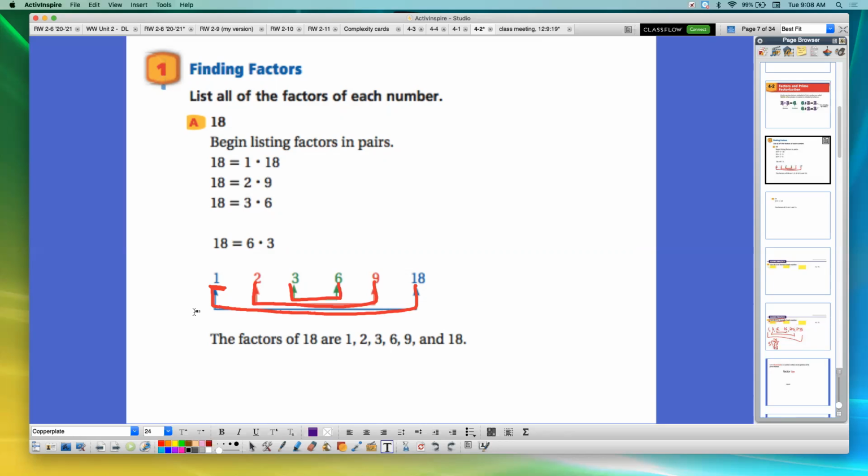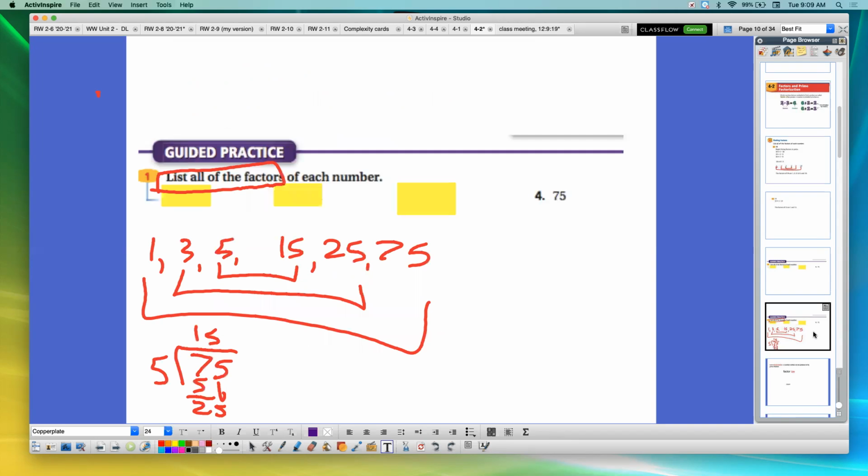If I was going to write it down in numerical order, because you will be doing this on a couple of the problems today and you're going to need to write the answers down in order, you would write 1, 2, 3, 6, 9, and then 18. I look at all my factor pairs and then put them in order from least to greatest. Okay? All right. Now, we're going to try another one.